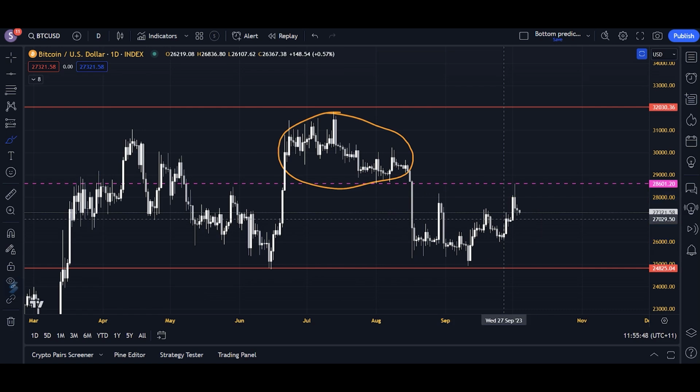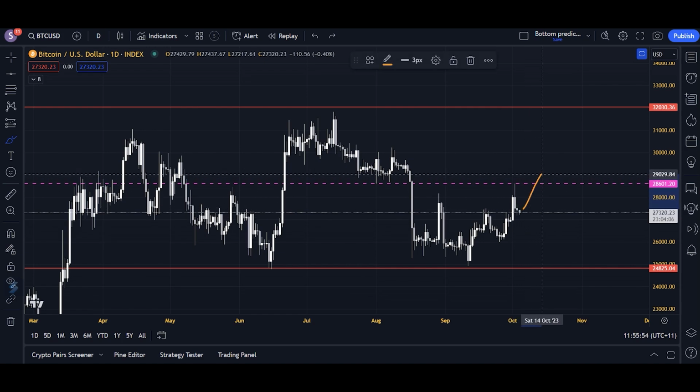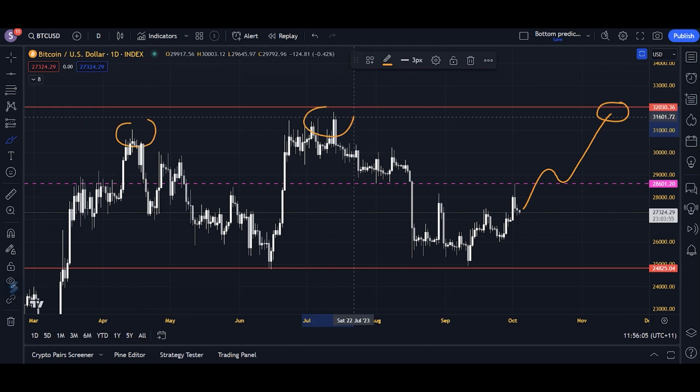What we need to be doing on Bitcoin and what needs to happen for any sort of progression at all from a medium-term perspective is a break above 28.6K and a flip of that support. Once we do that, we will be able to attack 32K, and if we attack 32K for the 3rd consecutive time, it becomes very unlikely that level will lead to a rejection. It becomes very likely we'll break above 32K.